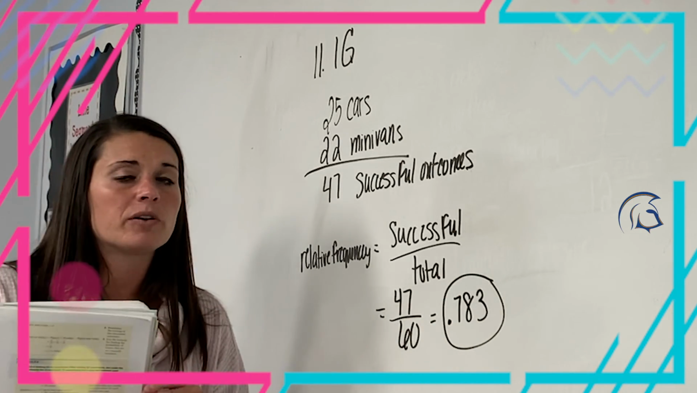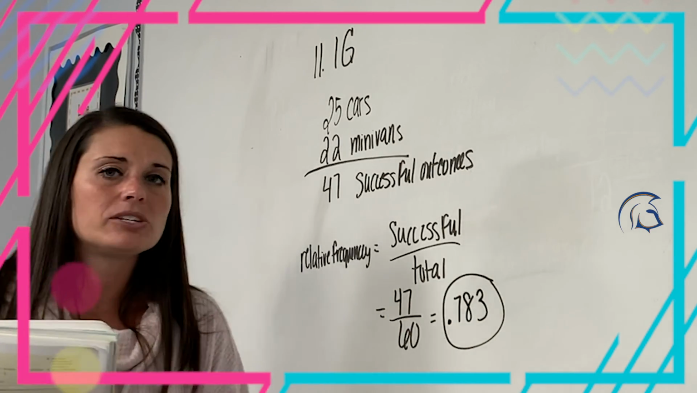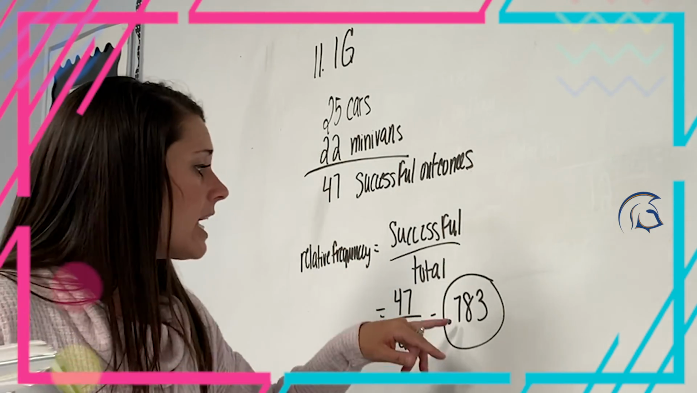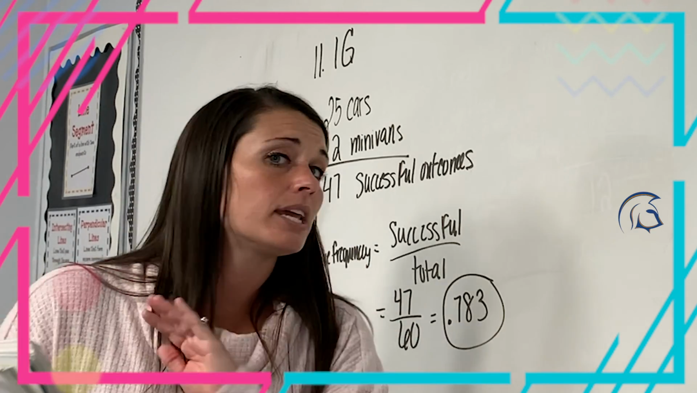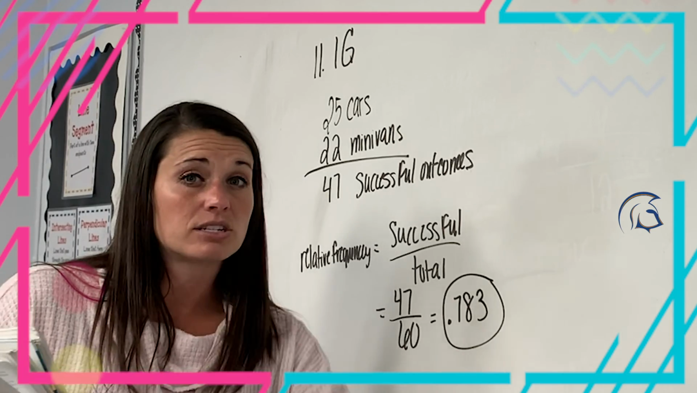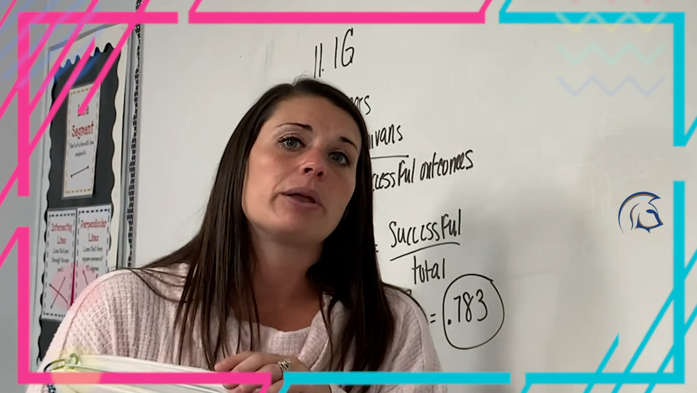Now, how do you know if you got the wrong answer? Well, let me just go ahead and tell you, if you get anything that's negative, it's the wrong answer. If you get any number bigger than 1, it's the wrong answer, okay? So all of your answers should be decimals or fractions that are between 0 and 1. And that's example 11.1G.